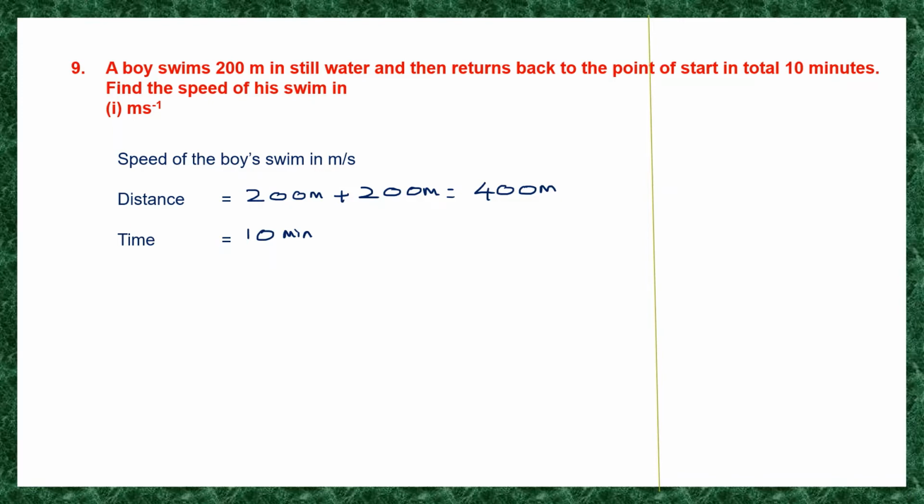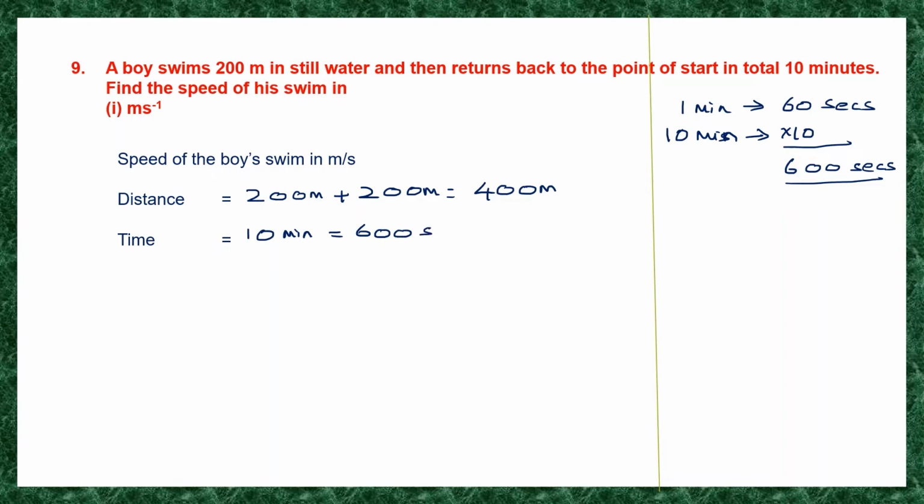So let's convert 10 minutes to seconds. Convert the minutes to seconds. So in 1 minute there are 60 seconds. Therefore, in 10 minutes there will be 60 into 10. 6 ones are 6 and then put the 2 zeros. So we have 600 seconds. So 10 minutes will be 600 seconds.